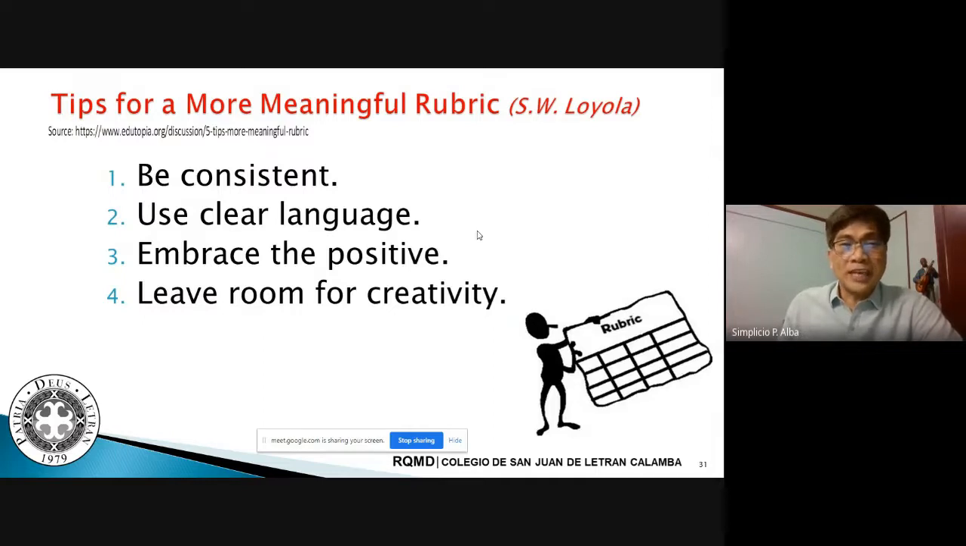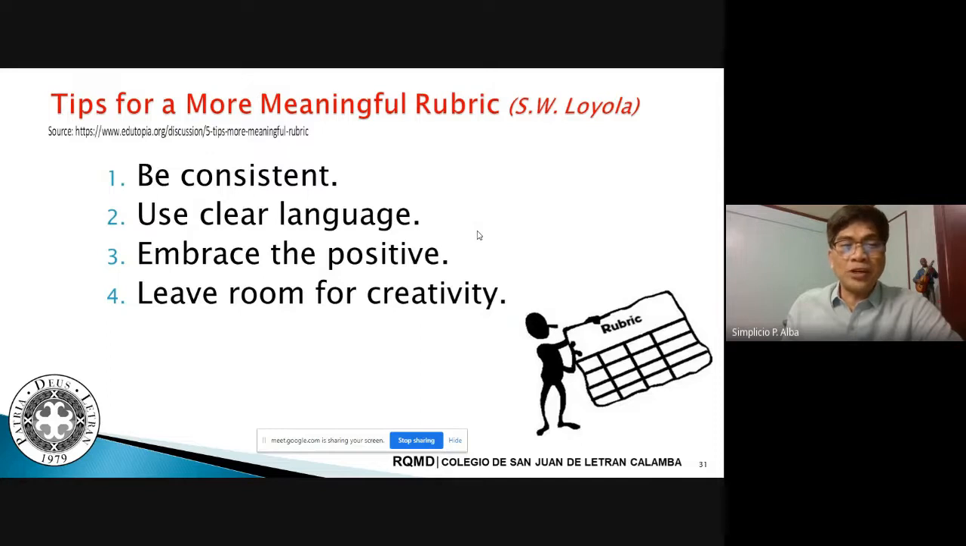Number 3, embrace the positive. Well, in using a rubric, you indicate clearly the criteria you use. So always try to leave a constructive note somewhere on the document and provide them encouraging feedback whether they do well or end up with a low grade.